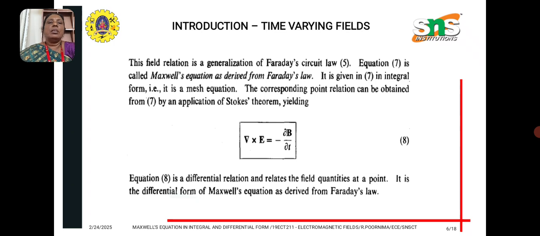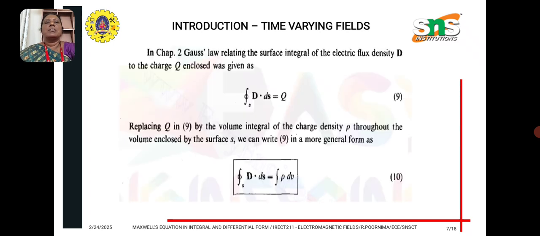Now the first relation is a generalization of Faraday's circuit law, and the previous equation, equation 7, is called Maxwell's equation derived from Faraday's law. Now in order to get the point form, we apply Stokes' theorem, and after removing the integral, we get del cross E equals minus dou B by dou t, which is the point form of Maxwell's equation derived from Faraday's law.